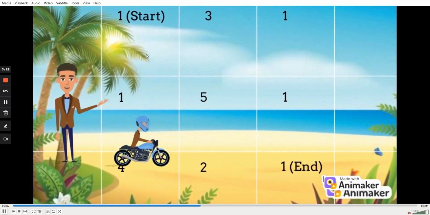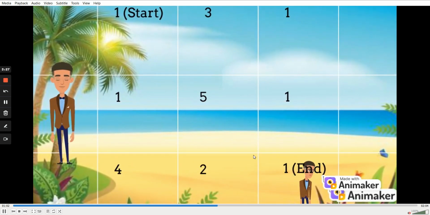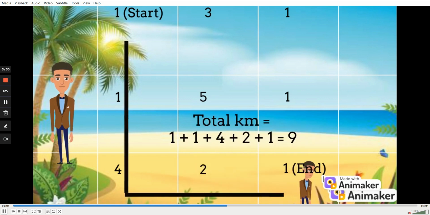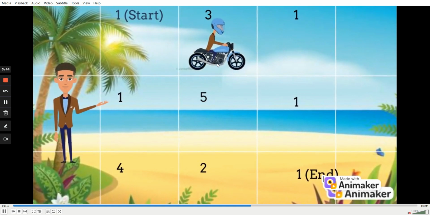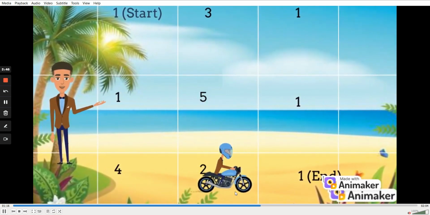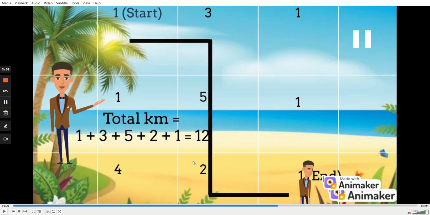In this combination, he's moving down, down, right, right, and he's reaching the destination. And here also he turns out to be tired, because here also he travels 1 plus 1 plus 4 plus 2 plus 1, which is again greater than 8 kilometers. Now moving to the next possible path. So now he moves right, down, down, and right. The total kilometers that he travels is 12 kilometers: 1 plus 3 plus 5 plus 2 plus 1. And so this path is also discarded.